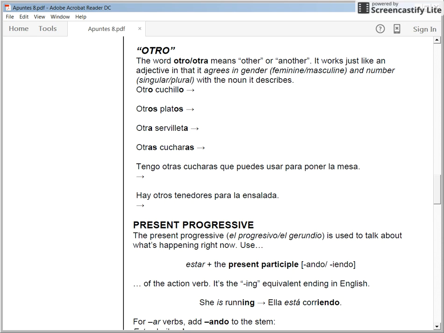The first one, tengo otras cucharas que puedes usar para poner la mesa, should translate to I have other spoons that you can use to set the table. Hay otros tenedores para la ensalada, should translate to there are other forks for the salad.